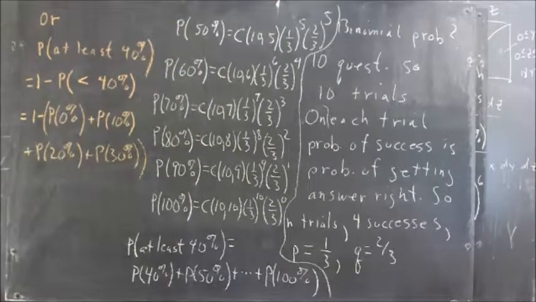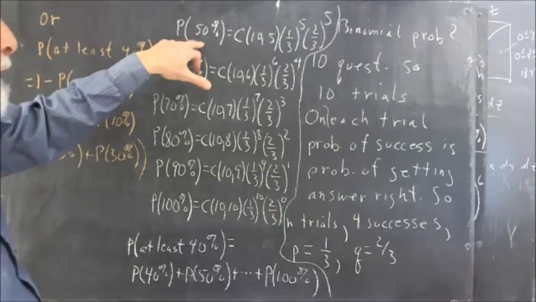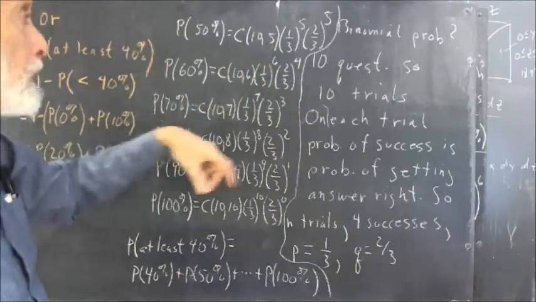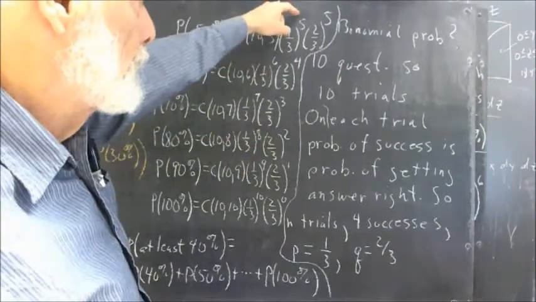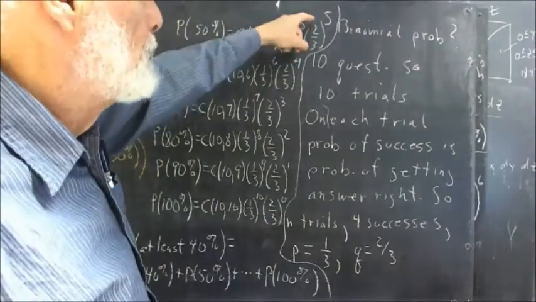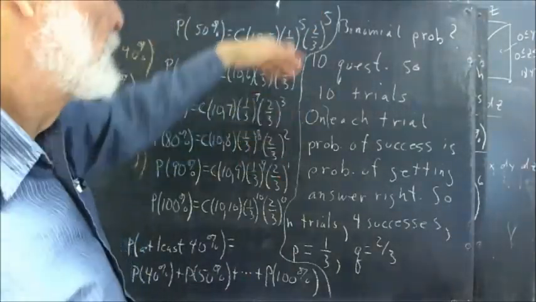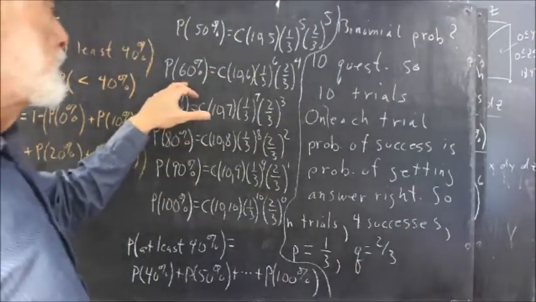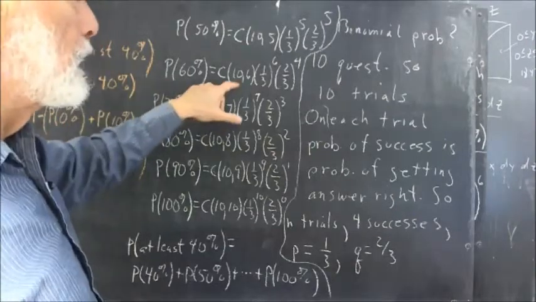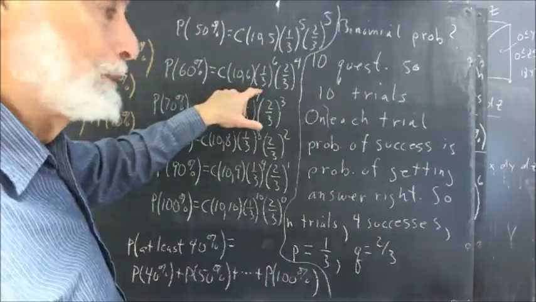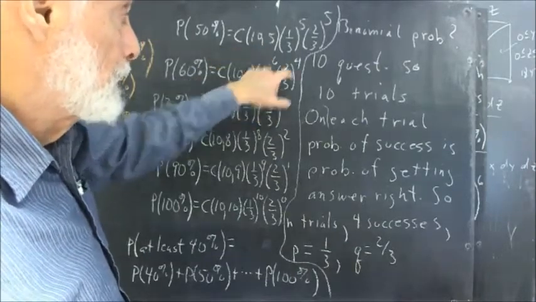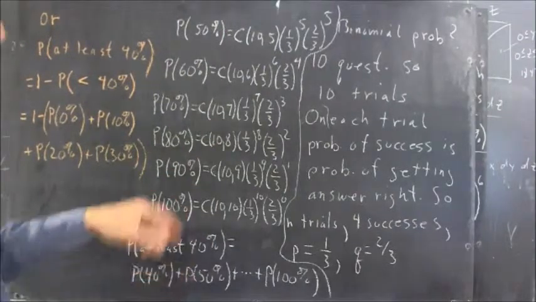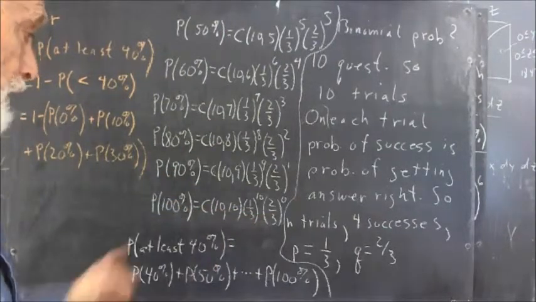Okay, it's a little routine, but I've written them out. Probability of 50% would be C of 10, 5, because you're going to have 5 successes out of 10, times probability of success raised to the 5th, 1/3 to the 5th, times the probability of failure raised to the 5th, because there'll have to be 5 failures in order to get exactly 50%. Probability of exactly 60%, well, it's going to be C of 10, 6. Probability of success now raised to the 6th, probability of failure to the 4th, and so on down the line. Should be clear exactly what each of these means.